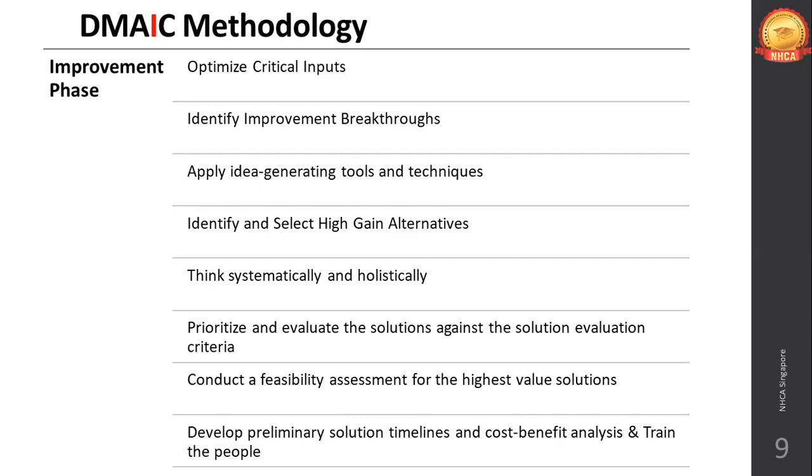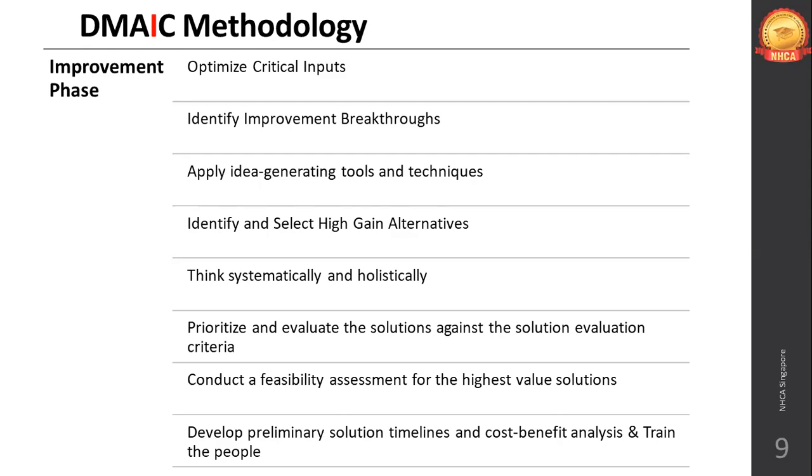Prioritize and evaluate the solutions against solution evaluation criteria, because you will have more than one solution to a problem. But you have to select the best solution possible for your current scenario. So you have to use a solution evaluation criteria. Pros and cons you will have to make, basically. Conduct a feasibility test to identify which solutions will give you better returns with less investment. That is what we want. We want very little investment, but high gain. So that is the feasibility assessment you have to do for all solutions.